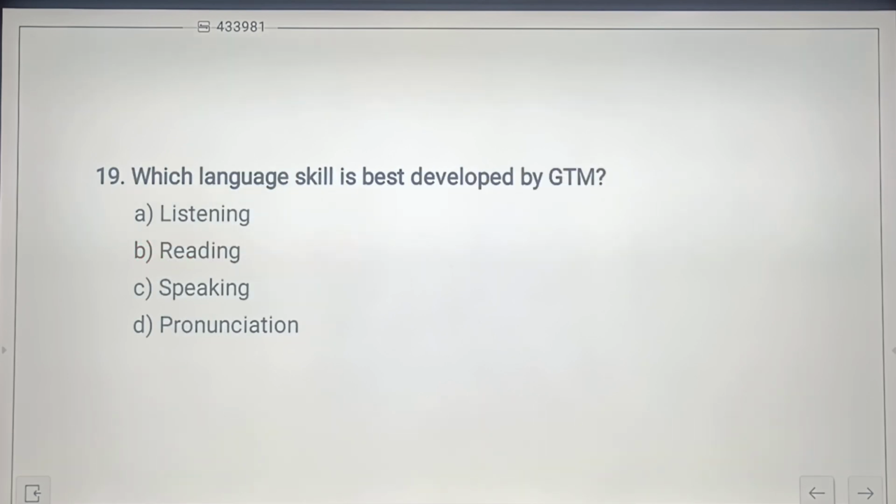Next, which language skill is best developed by GTM, grammar translation method? The right answer is reading. Reading is best developed by grammar translation method and it neglects speaking.